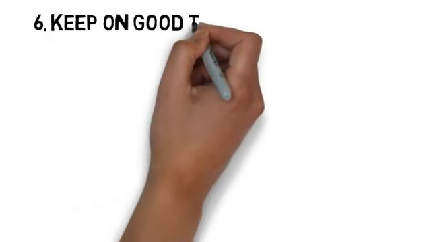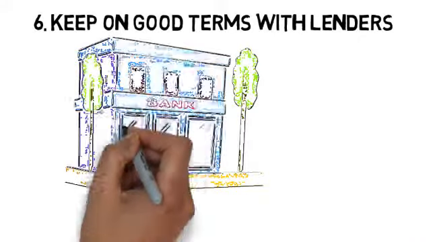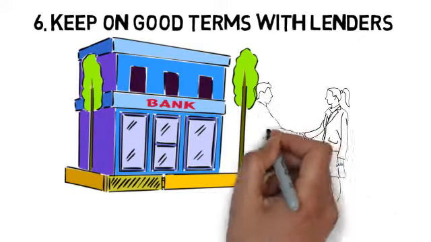Keep on good terms with lenders. Always keep your books up to date, just in case you need to borrow. And if you're struggling with repayments, talk to your lender as soon as possible.